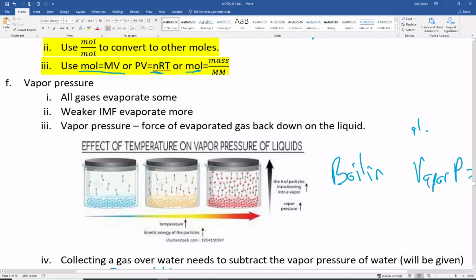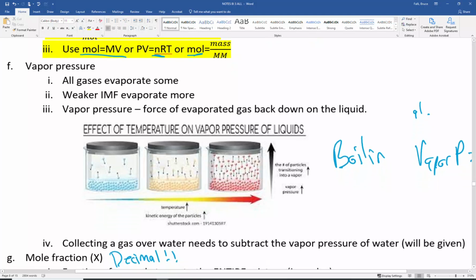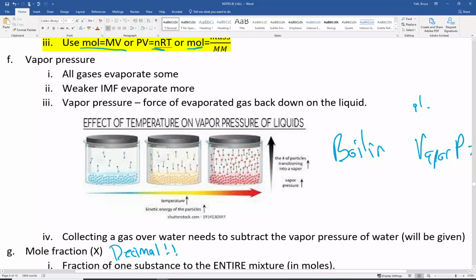All right. So vapor pressure. All liquids evaporate some. Weaker intermolecular forces evaporate more. This is review. We did this just a couple days ago. Vapor pressure is the force of evaporated gas back down on the liquid. So see right here, we've got an evap, and then we have some condense, and then we have some equal.